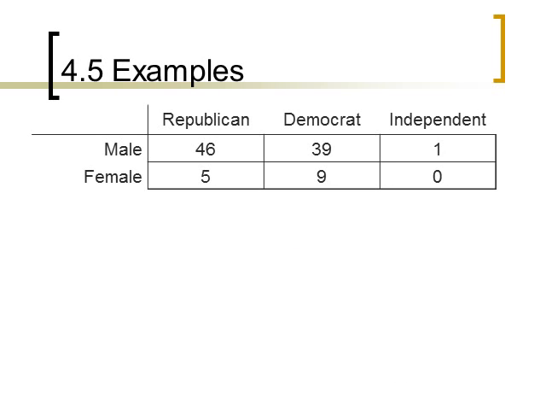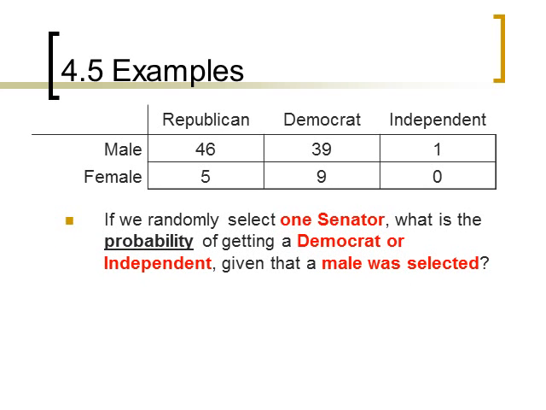Here we're going to look at the same chart, but answer a different conditional probability question. If we randomly select one senator, what is the probability of getting a Democrat or Independent, given that a male was selected? So again, focus on that subtle phrase, "given that," and what we see written after it is what we can only include in our total numbers. So what are we selecting? From the groups of males.